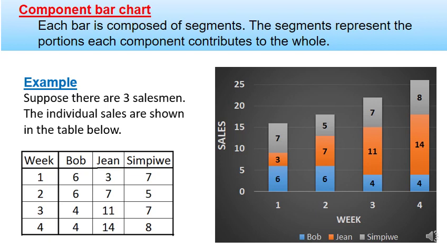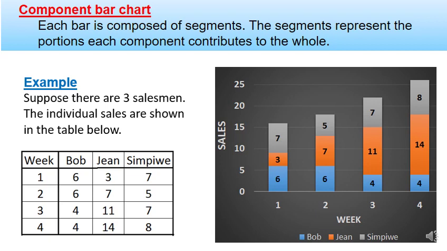Okay, so if you look at Bob's portions, that's the blue portions, it looks like they're mostly level throughout the month. It does sort of have a dip in the second half, but with such small numbers, it sort of looks level. And then Jean's portion of the bar, the orange portions, we can definitely see there's an upwards trend. Very clearly there. And then Simpiwe's, that's all the grey at the top. We can see, oh, that looks like a nice upwards trend.